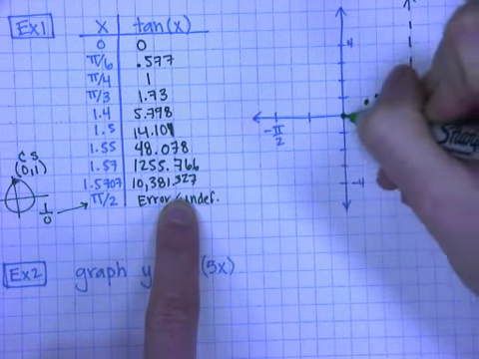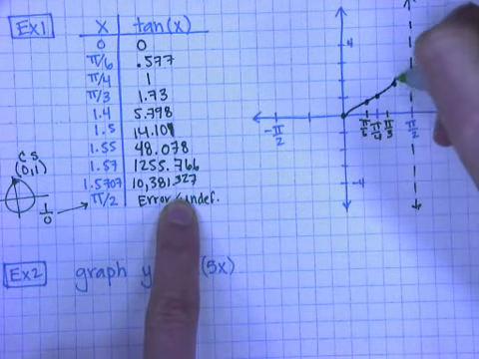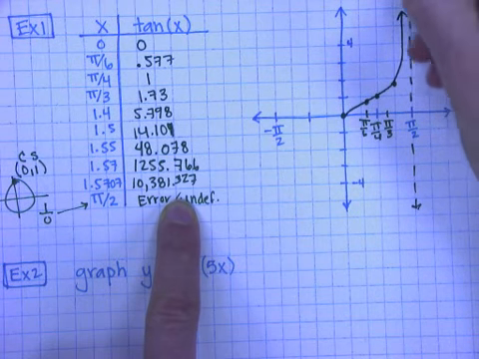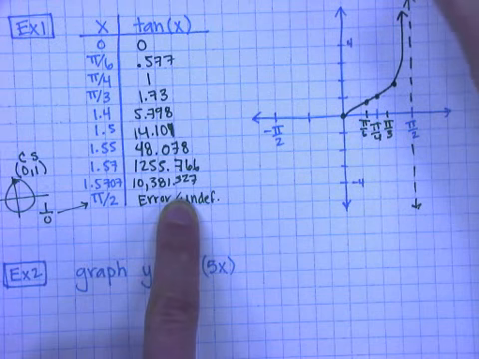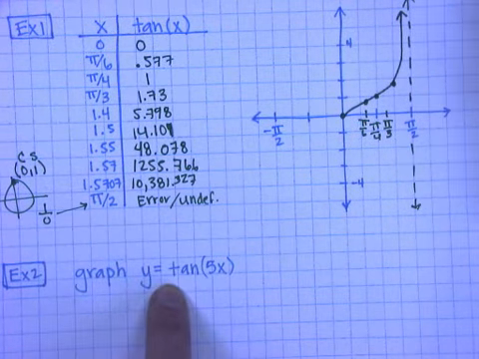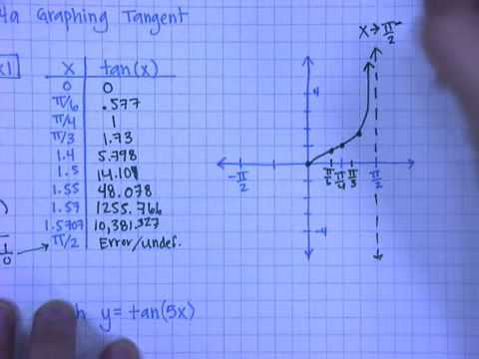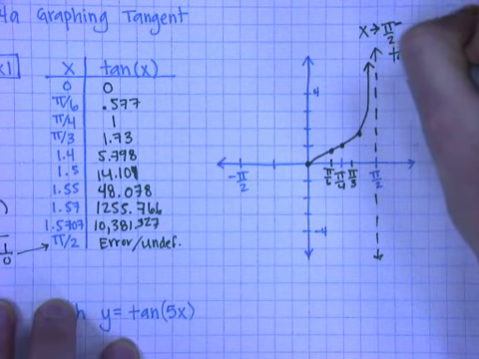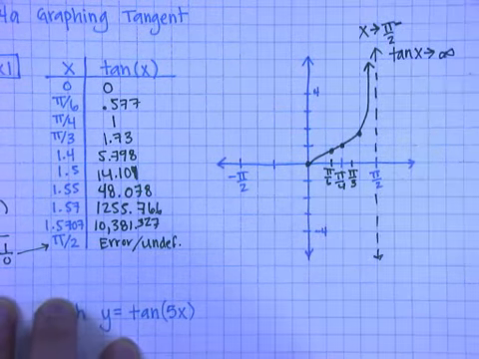So this is just a teeny little baby chunk of the tangent curve, but already we can see that as x approaches pi over 2 from the left-hand side, so I'm going to use a little negative there to represent from the left, our tangent curve, tangent of x, is approaching positive infinity.